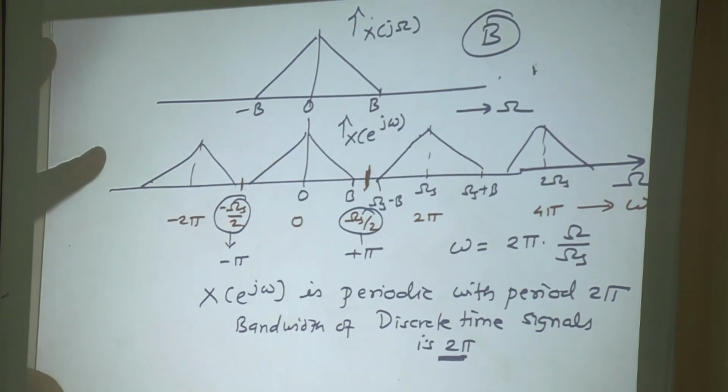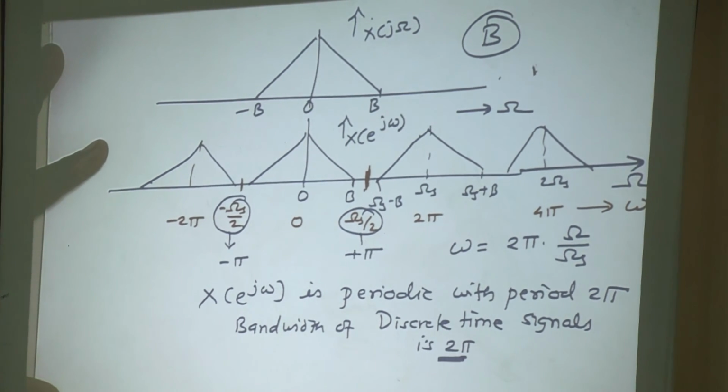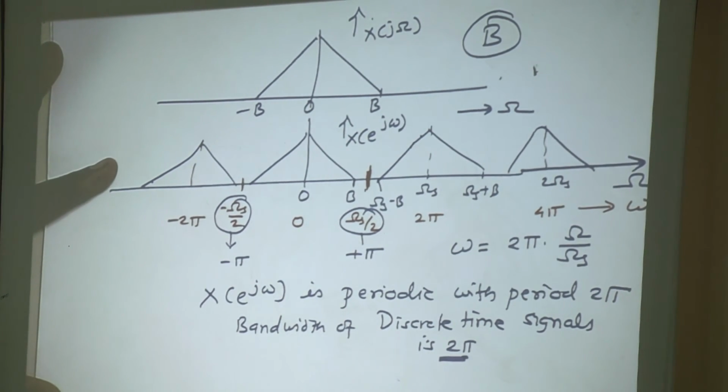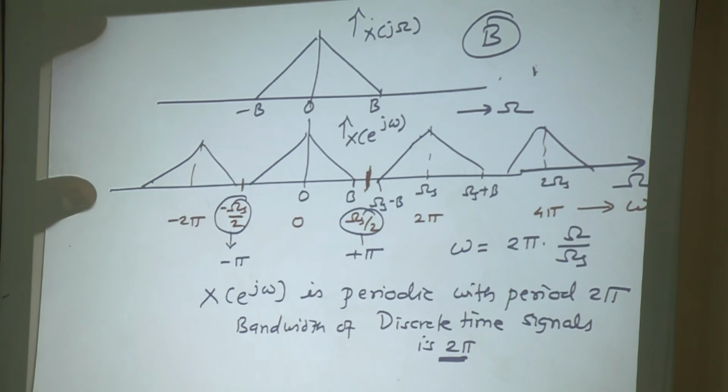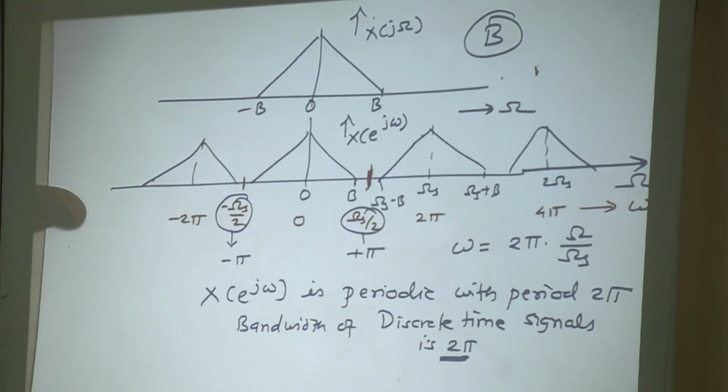What is the bandwidth of a speech signal? We say 5 kilohertz, 4 kilohertz. What is the bandwidth of an audio signal? 20 kilohertz. What is the bandwidth of a video signal? 5 megahertz, and so on. What is the bandwidth of a biomedical signal? About 100 hertz.